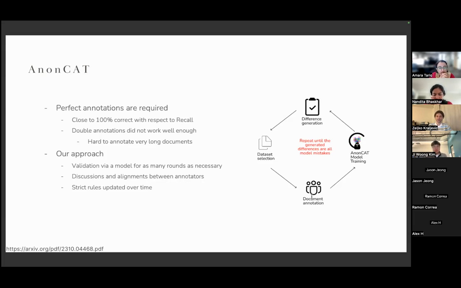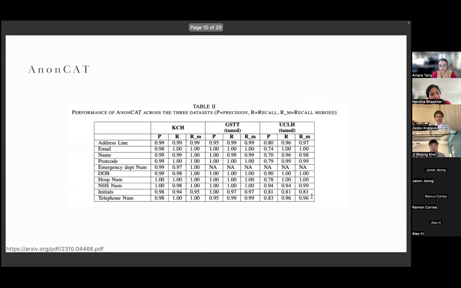Because in the annotation phase, if you have a document of 100 pages in front of you, try finding all the initials. It is very, very hard to do that. So it is good to have a model to verify what you have done. These were the results achieved after that.